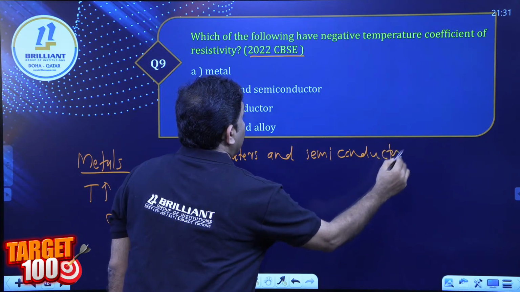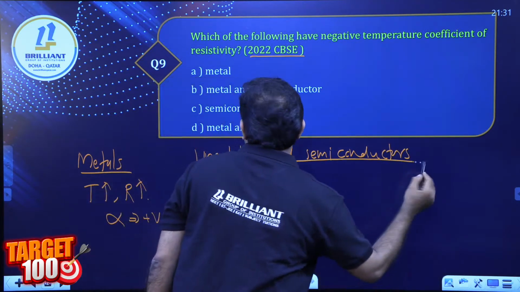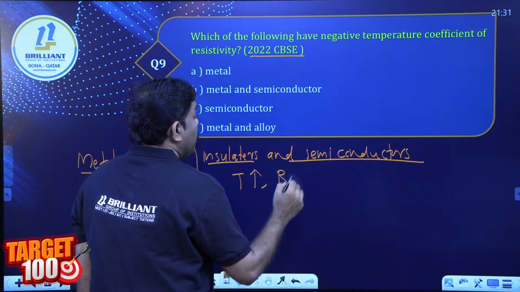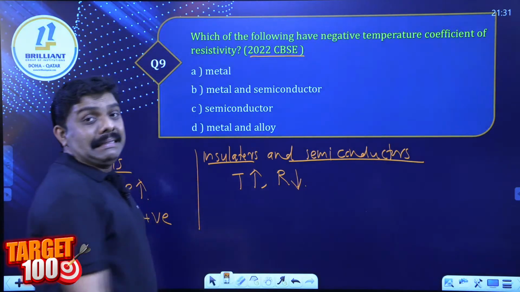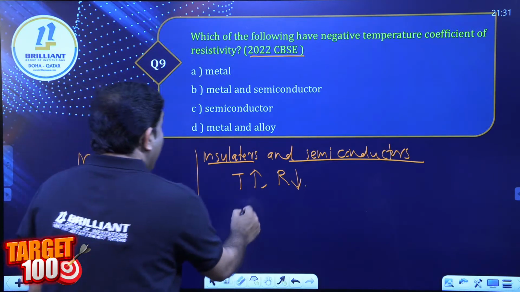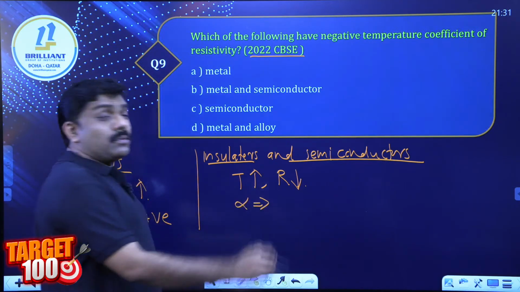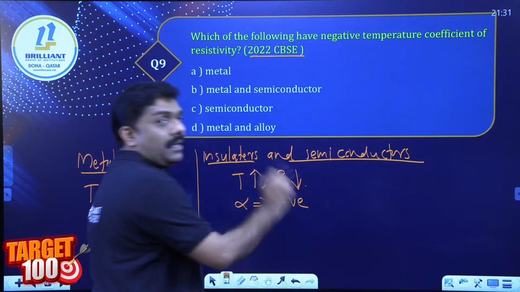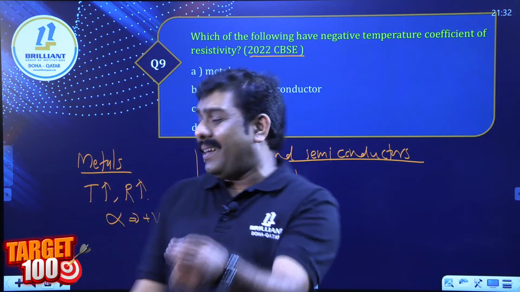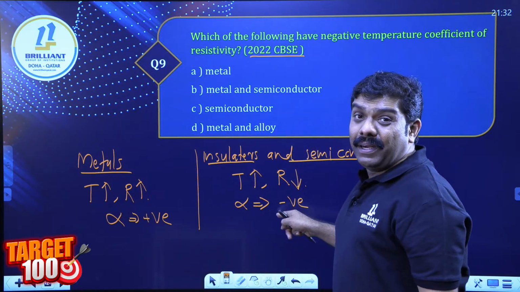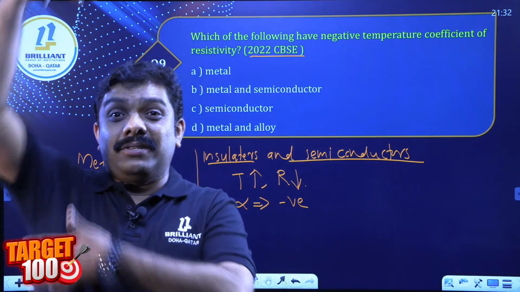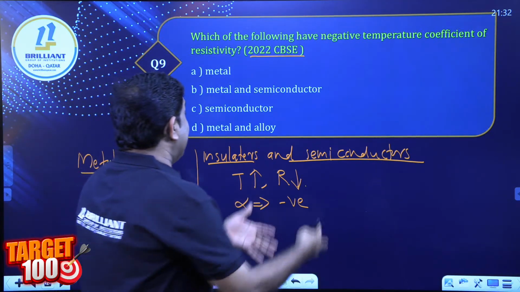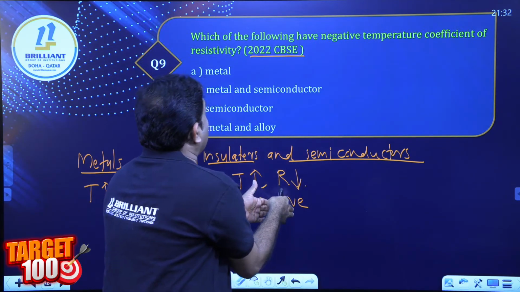In the case of insulators and semiconductors, the picture is different. When temperature increases, their resistance will decrease. So for insulators and semiconductors, alpha will be negative. You know the point correctly. Alpha negative, what is the meaning? Negative means resistance decreases as temperature increases. That's why we are saying it is negative in the case of semiconductors and insulators.